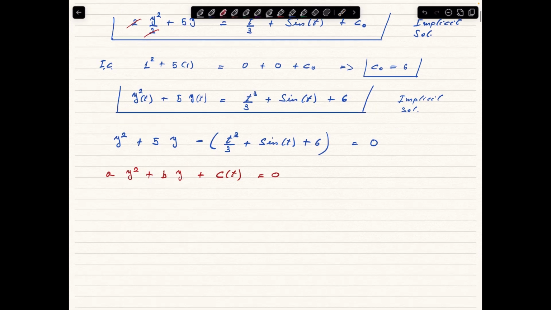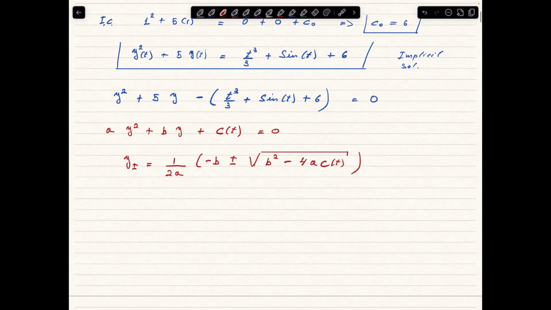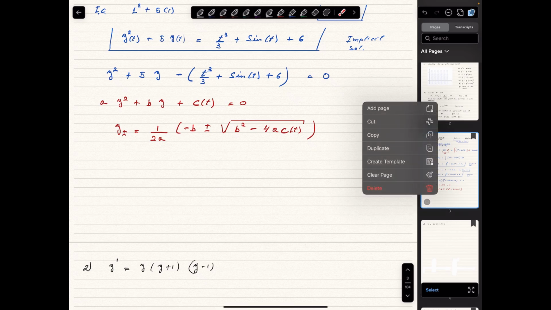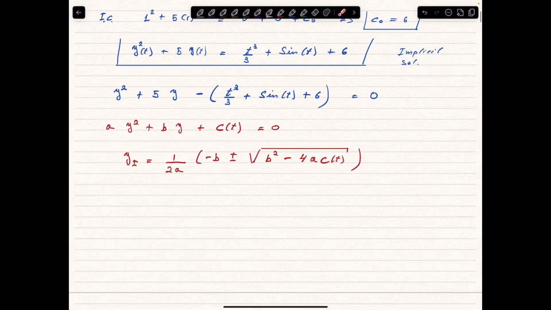And we have a formula for the solutions. We have two solutions, y plus minus, and these solutions are going to be 1 over 2a times minus b, plus minus the square root of b squared minus 4ac. And in this case, c is a function of t, but it doesn't matter. The formula works perfectly fine with that. So that is how we find our solution, and notice we are going to get two solutions, but the solution has to be unique. We are going to talk about that in a minute.